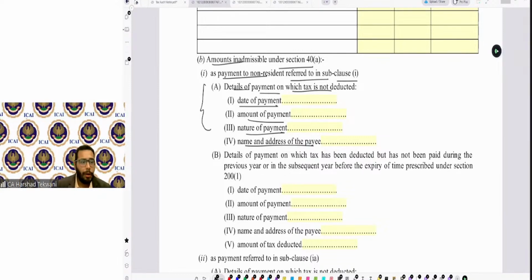And if I talk about Section 40A(ia), 30% disallowance is attracted with respect to the sum paid or payable to a resident payee on which tax is deductible at source, and such tax has not been deducted, or after deduction has not been paid before the due date of furnishing return under Section 139(1). So as an auditor, tax auditor, we are required to report details on which the tax is not deducted.